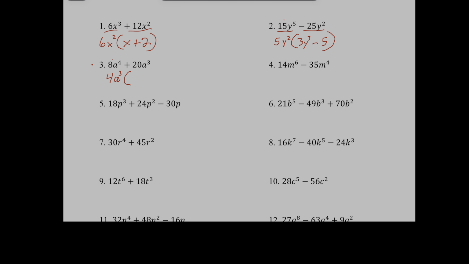All right, what's left over in the first term? 8 divided by 4 is 2. I had 4 A's, I pulled out 3. I'm still left with an A. Plus, keep the sign, 20 divided by 4 is 5. A cubed, done.